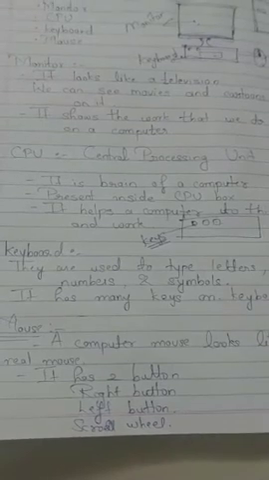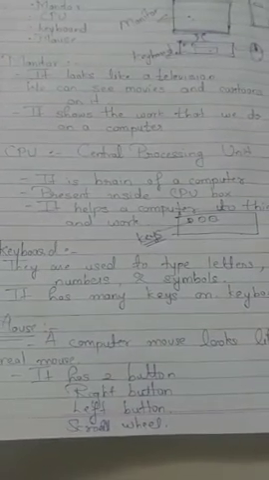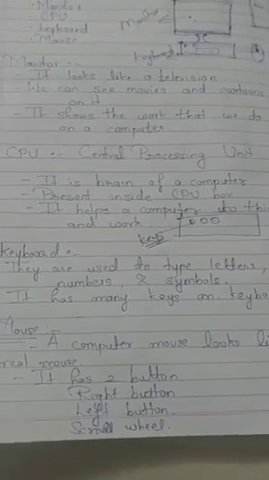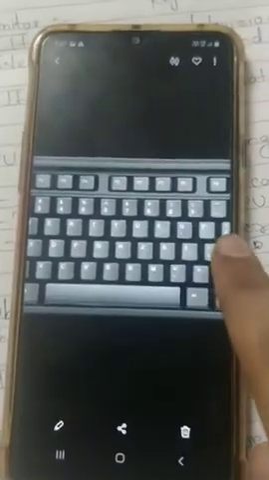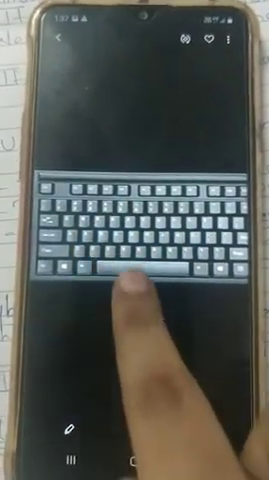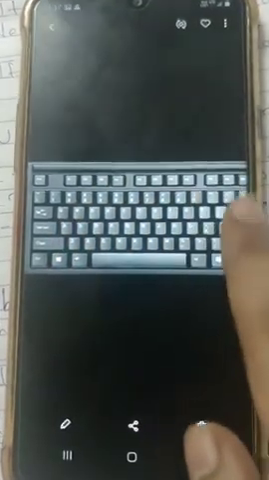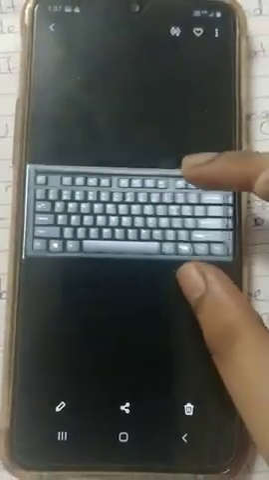The keyboard has many keys. See, this is known as a keyboard. What are these small buttons known as? These are known as keys. The small buttons present on this keyboard are keys. This is a keyboard.